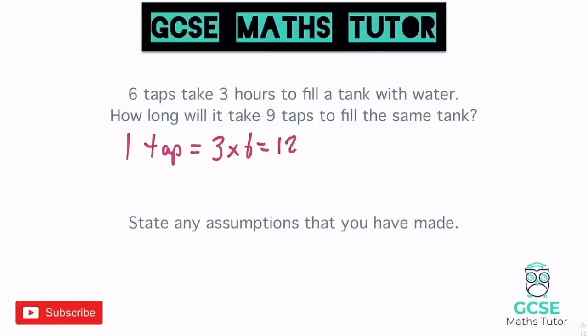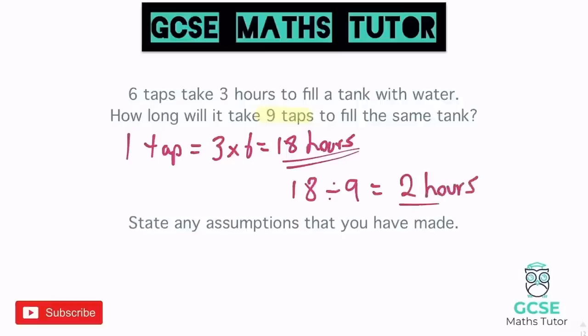It takes 6 times longer, so 1 tap takes 18 hours. From here, if we know how many taps we've got, we can just divide this 18 hours by however many taps. If we have 2 taps, we can divide it by 2, which would give us 9 hours. We could do 3 taps, divide it by 3 would give us 6 hours. But this particular question said that there's 9 taps. How long would it take 9 taps? So if we do 18 hours divided by the 9 taps, it gives us a total answer of 2 hours.